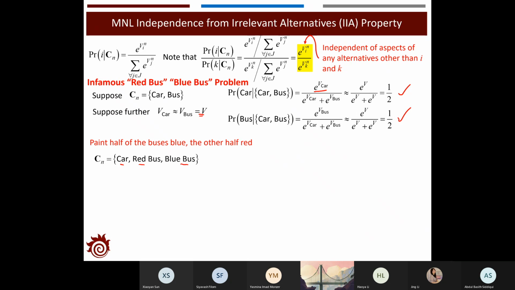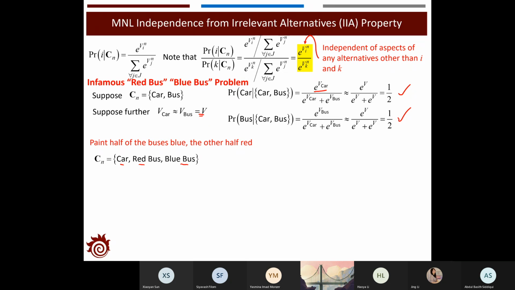Anyone has any ideas about it? I think the probability of choosing car should also be one half. So you believe that it will be the same, right? Yeah, the painting of the buses won't have an influence on the choosing of the car. So that's the common sense, right?